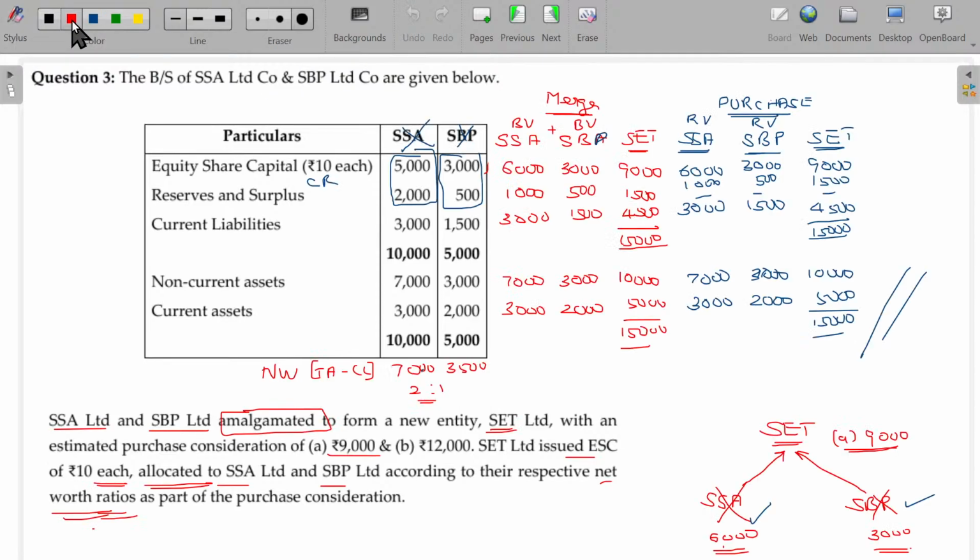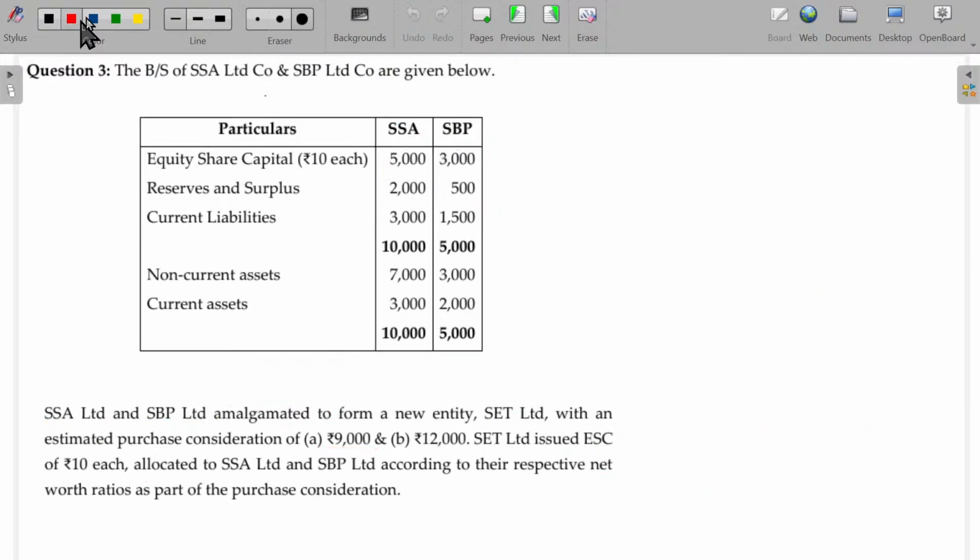So we have completed this one. Now I will be moving on to this 12,000 case. And this is the purchase consideration: set takes over SSA as well as SBB. Hereafter, we don't have SBB or SSA, both are closed. In scenario B, the total consideration is 12,000.